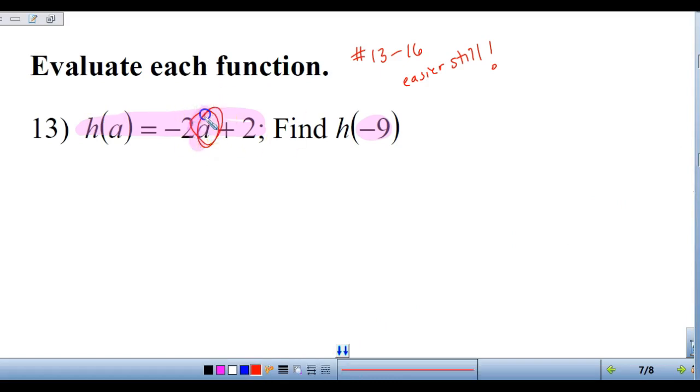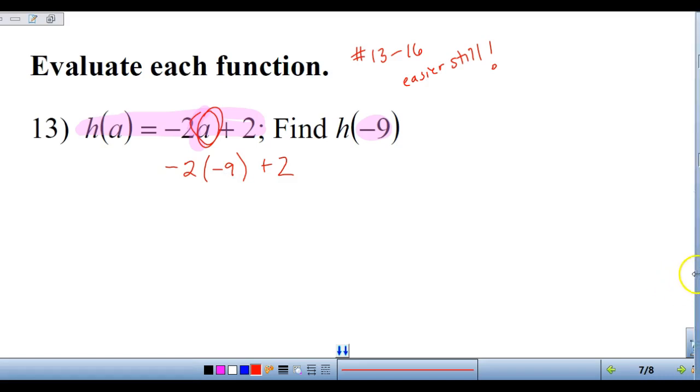So this variable, -2 times -9 plus 2. And then just clean it up. Make sure you do order of operations. So powers first. Well, if there's anything to do in parentheses inside, you can do that, but usually there's not. Then you can do exponents first, then multiply and divide, then add and subtract. Okay, so you can do 13 through 16.